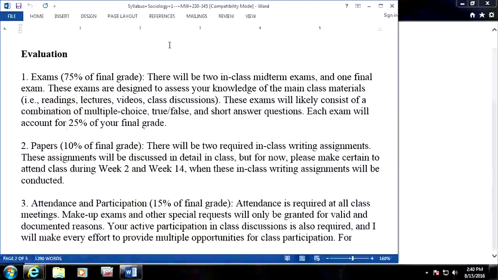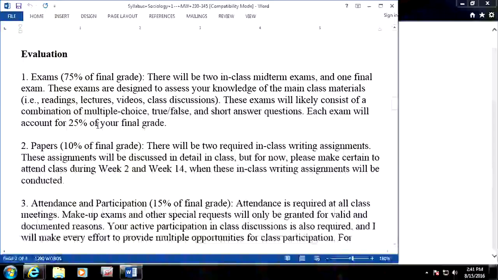I'm reading that little thing and it says 75 in parentheses and then at the bottom it says 25%. Yes. The math seems to not line up. It says 75% of final grade. Right. At the top, and right. The bottom line, it says each exam will account for 25% of your grade. Okay. So there's three exams together, they account for 75%.